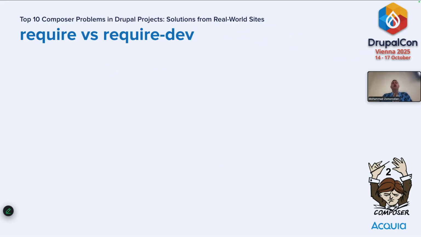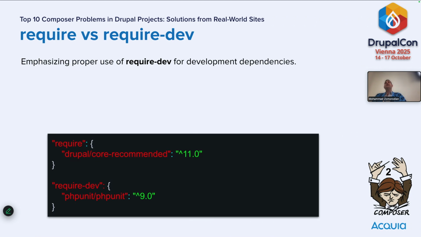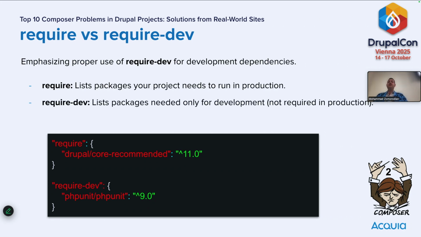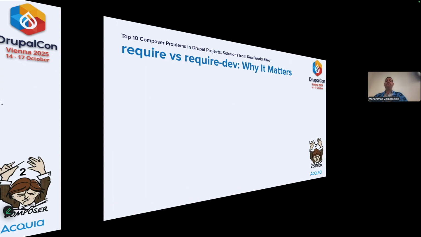Require versus require-dev. Emphasizing proper use of require-dev for development dependencies is one of the most important things in Composer. Require is the section where we list the projects that you want to have on your production site, all of the modules usually. And require-dev is the section where you list all of the packages that are related to development, and you do not want to have on your production site.